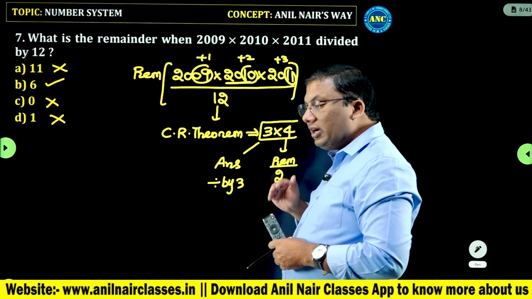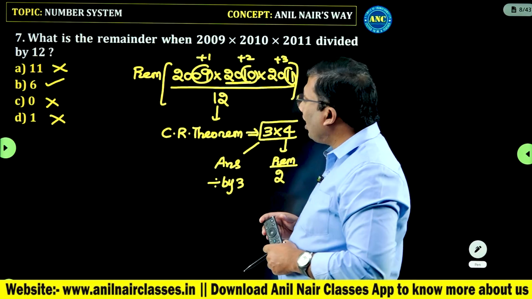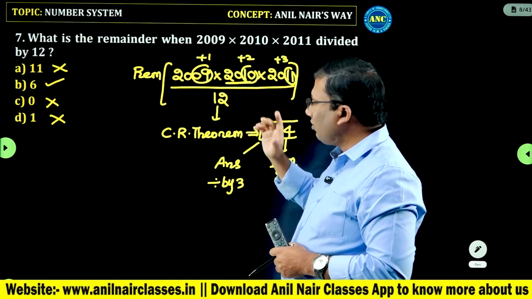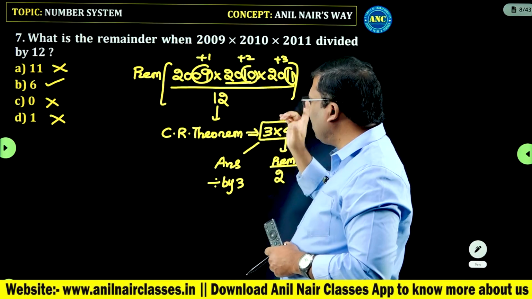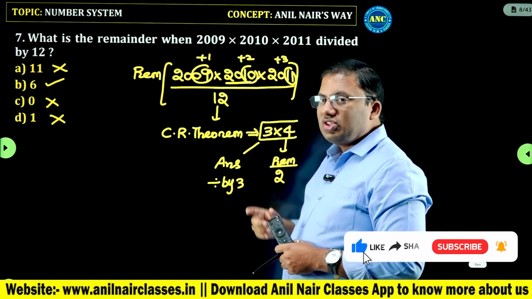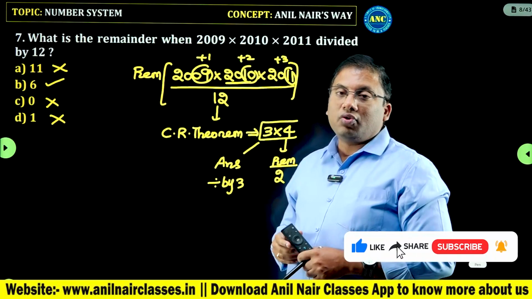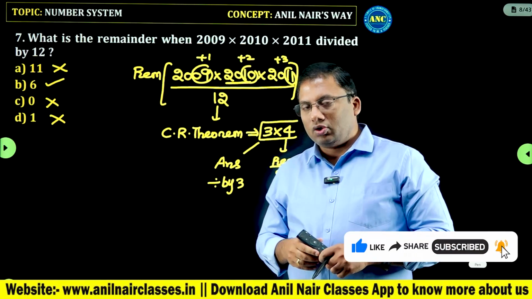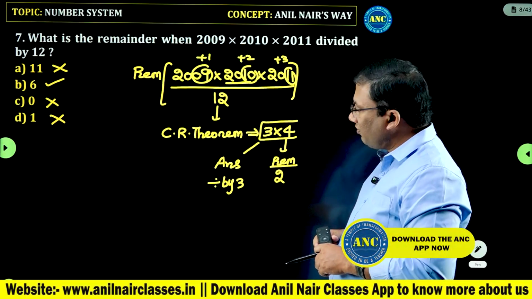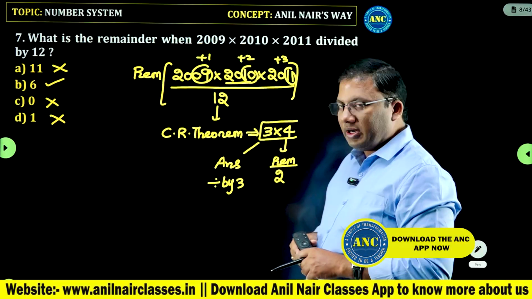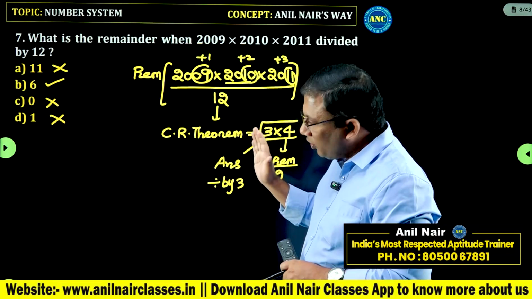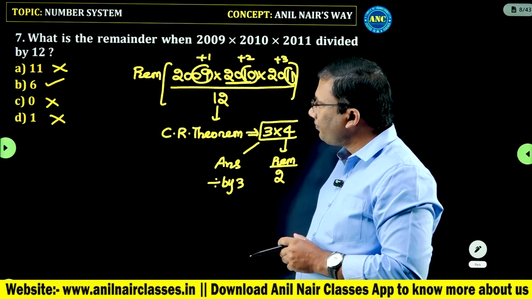Now 4. The divisibility rule of 4 is that the last 2 digits should be divisible by 4. 4 2s are 8, remainder 1. 4 2s are 8, remainder 2. 4 2s are 8, remainder 3. 3 2s are 6. 6 when divided by 4, 4 1s are 4, the answer will be 2. So the remainder when divided by 4 should be 2. I hope the concept is very much clear to you.